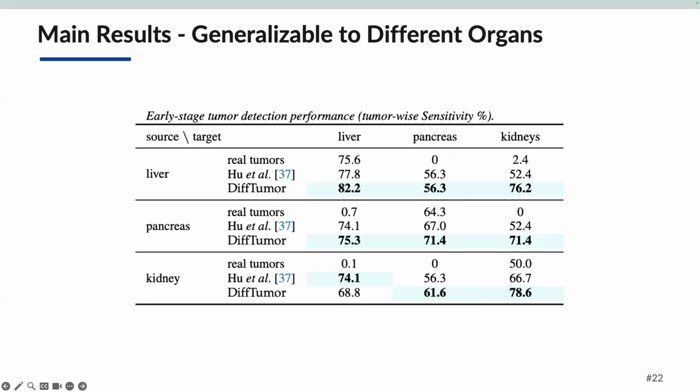Qixin's work published in CVPR 2023 also achieved suboptimal results in this setting. So, in conclusion, the generalization ability with the synthetic data generated by our models can achieve generalizable results to different organs.